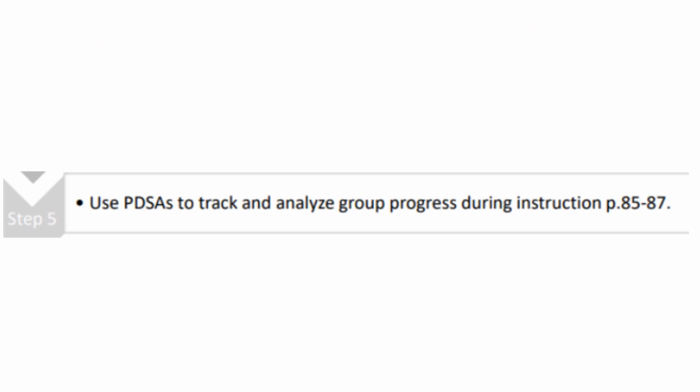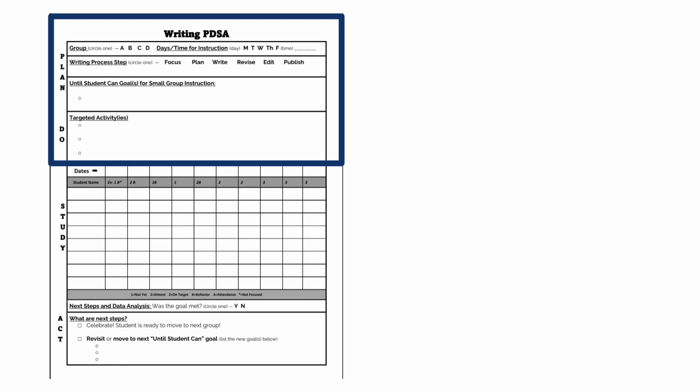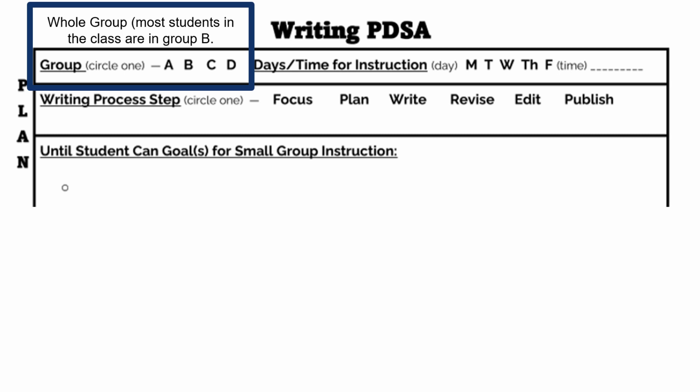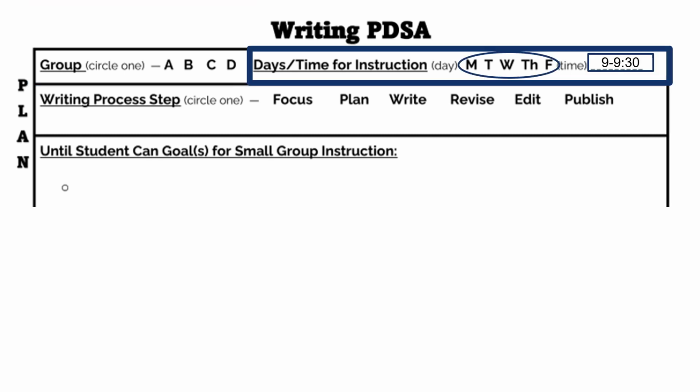Step 5 is use PDSAs to track and analyze group progress. A PDSA stands for Plan, Do, Study, Act. Begin by completing the group at the top. I've made note that this was whole group instruction and that most students in the class were in Group B. Next, I'll fill out the days and times for instruction.